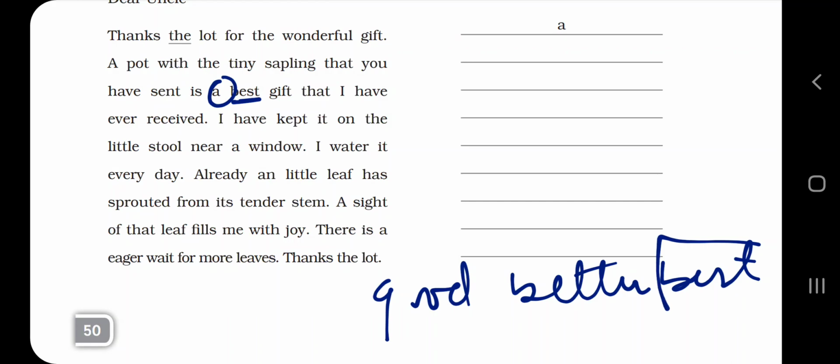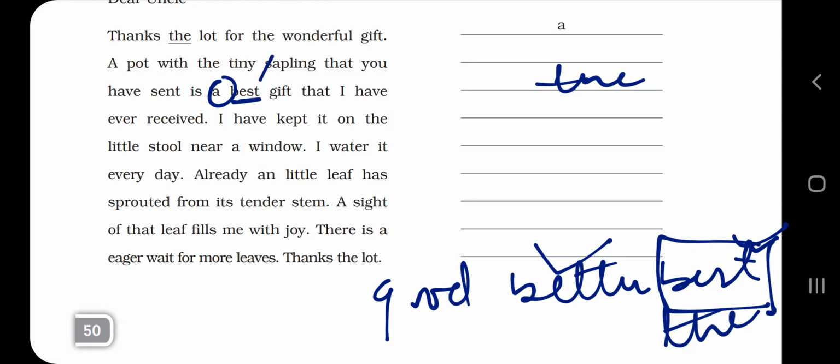And always with the superlative degree. This is comparison and this is superlative degree. Whenever superlative degree is used, always the is used, because this is the way we do. Have sent is the best, so it should be the. Here should be tiny. The best gift that I have ever received.